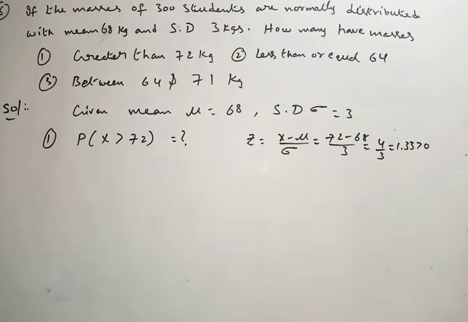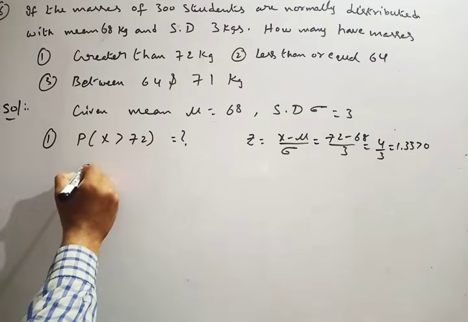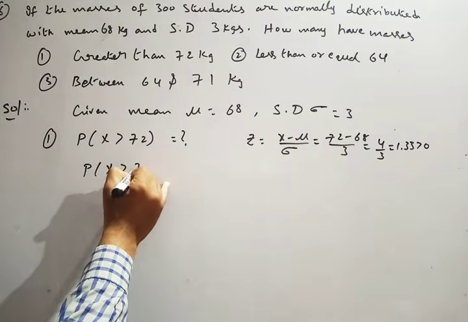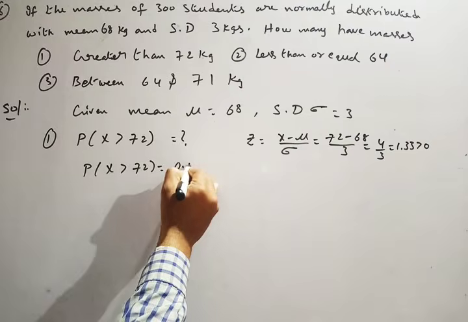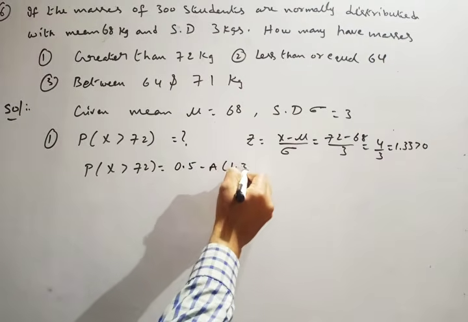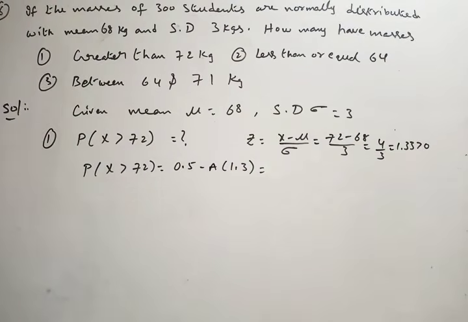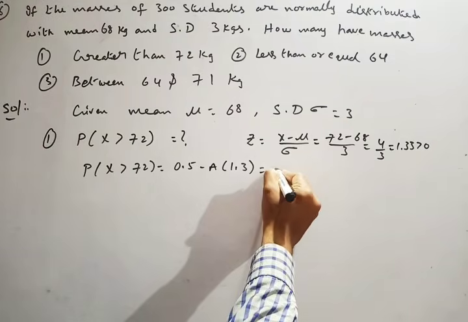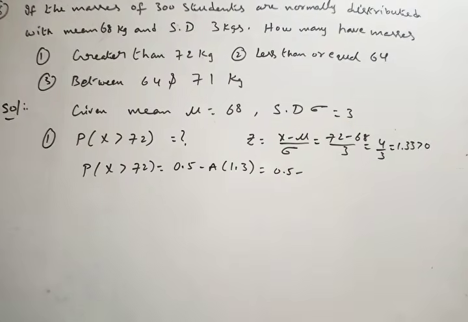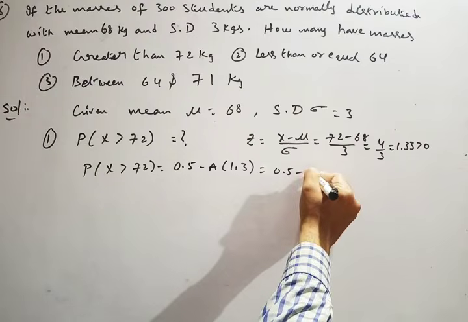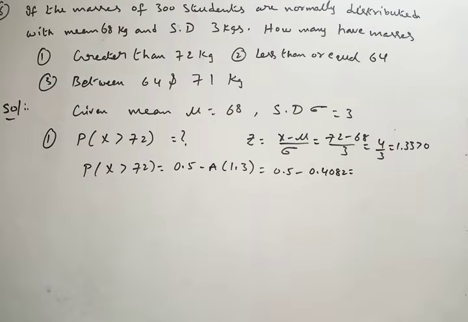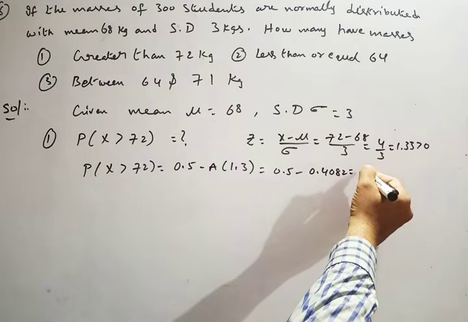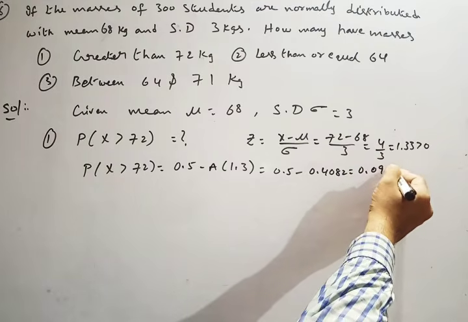So we have 6 cases. If it is greater than 0, P of capital X greater than 72 is equal to 0.5 minus the area of 1.33. From the normal distribution table, the area of 1.33 is 0.4082. That means it will give you 0.0918.